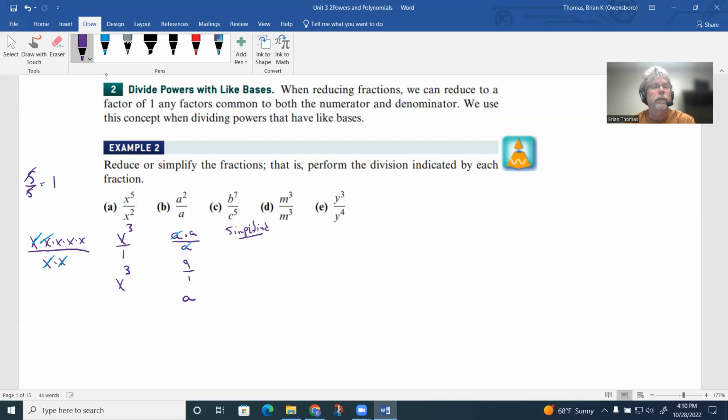If I look at d, I have m to the third, which means m times m times m. If I want to divide by m times m times m, these numerators and denominators will divide out, or we sometimes call it cancel out. So everything is canceled out. But remember, this really just means 1 over 1, which is the same thing as simply 1.